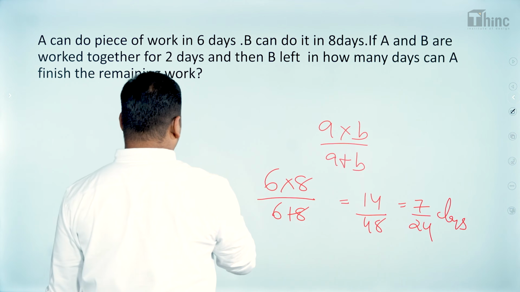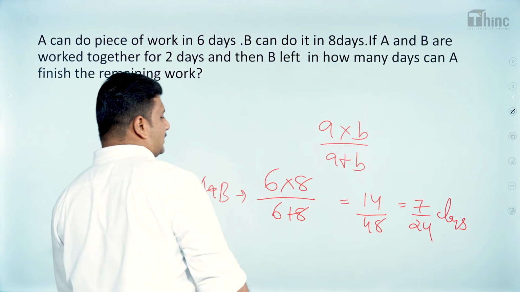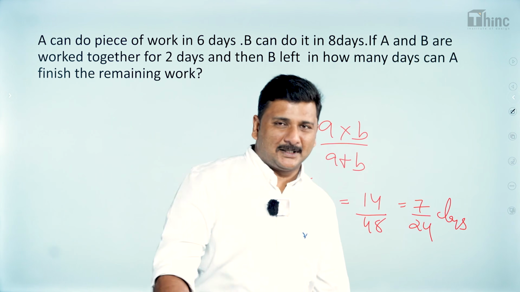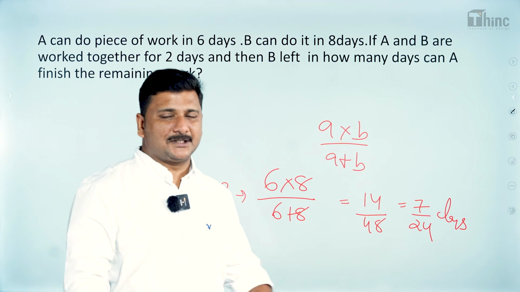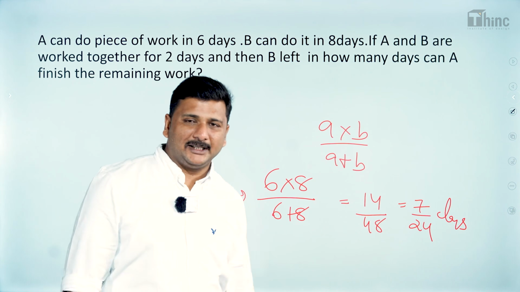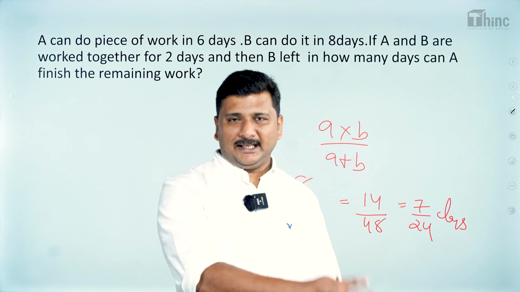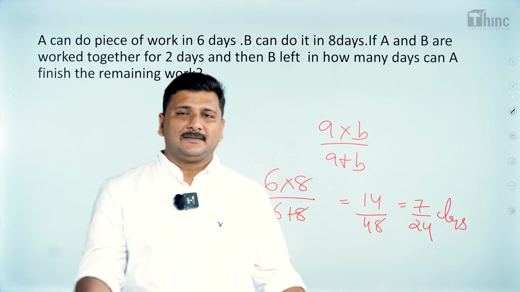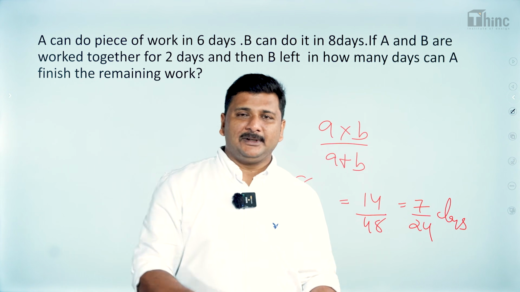So if A and B are working together, they can finish the work in 7 by 24 days. As simple as that. Directly make use of the formula and finish it off. Which is nothing but A into B by A plus B. So if A can finish the work in A days and B can finish the work in B days, they can together finish the work in A into B by A plus B days.